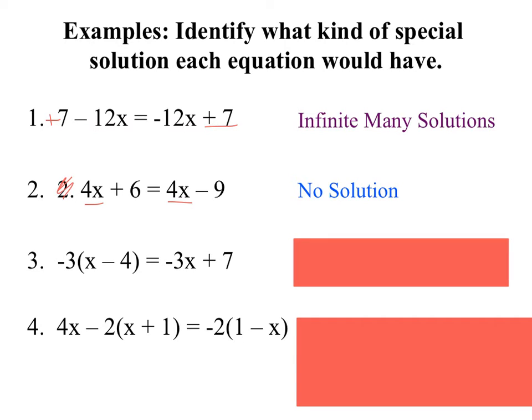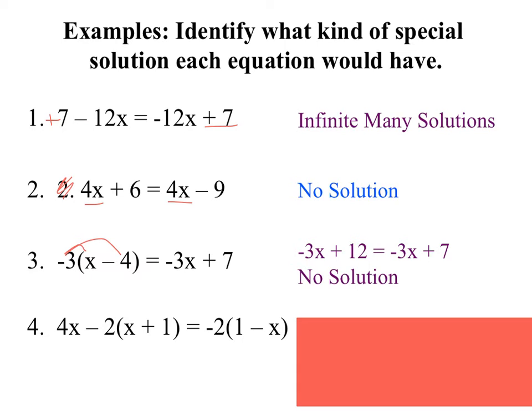Your third one you would need to distribute first, so you're going to get a -3x plus 12, which means if you study the left-hand side of this versus the right-hand side, it's no solution. Since 12 and 7 aren't equal, it's not going to work out.